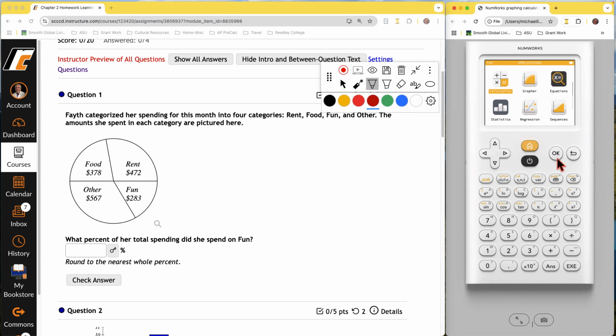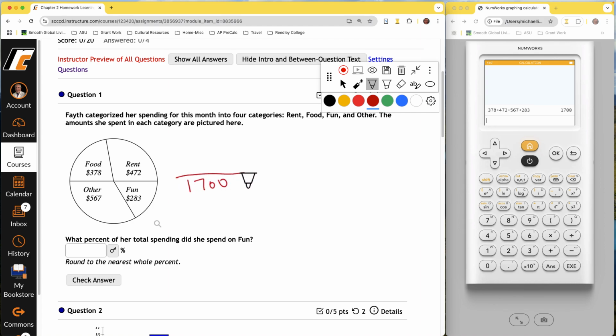So let's go ahead and do it this way. 378 plus 472 plus 567 plus 283 gives us a total of 1,700. And that will be our denominator for a percentage. What she spent on fun was 283.